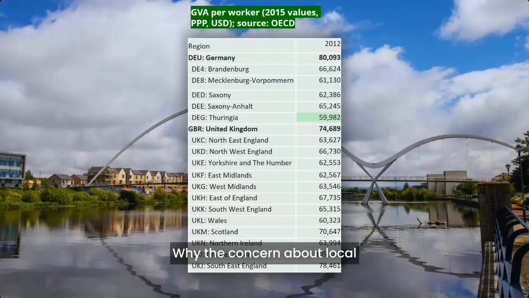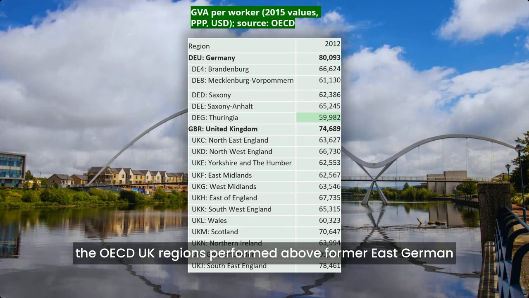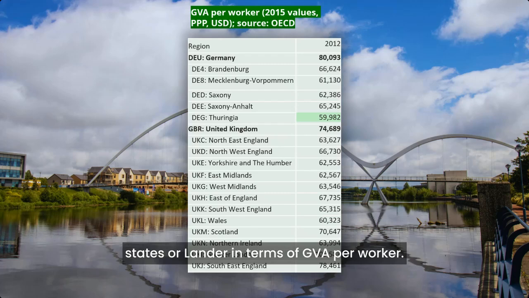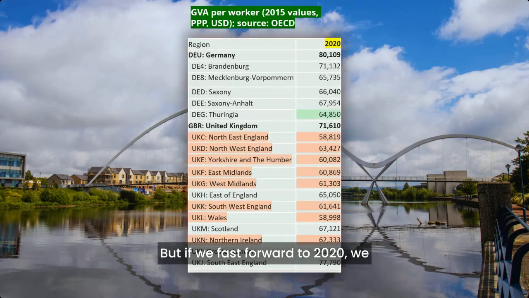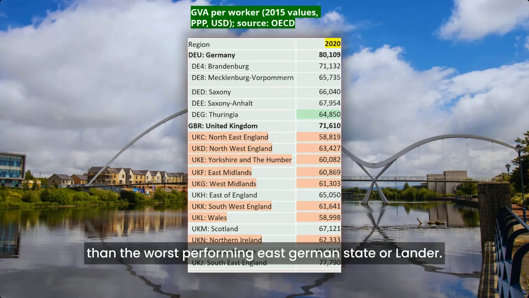Why the concern about local and regional economic policy? Well, if we look back to 2012, and this is data on GVA or economic output per worker from the OECD, UK regions performed above former East German states or Länder in terms of GVA per worker. But if we fast forward to 2020, we have 8 regions in the UK perform worse than the worst performing East German state or Länder.